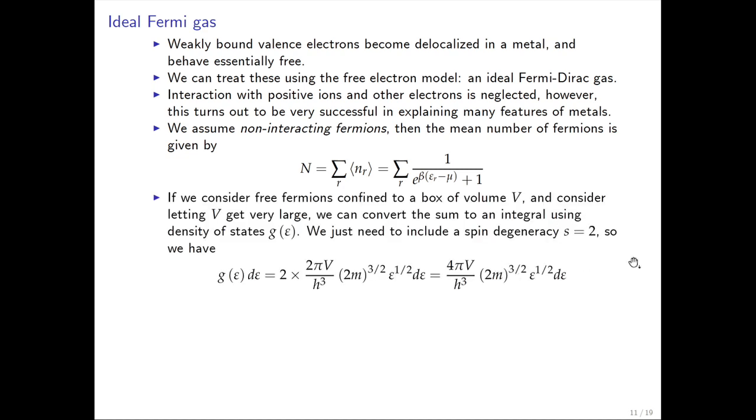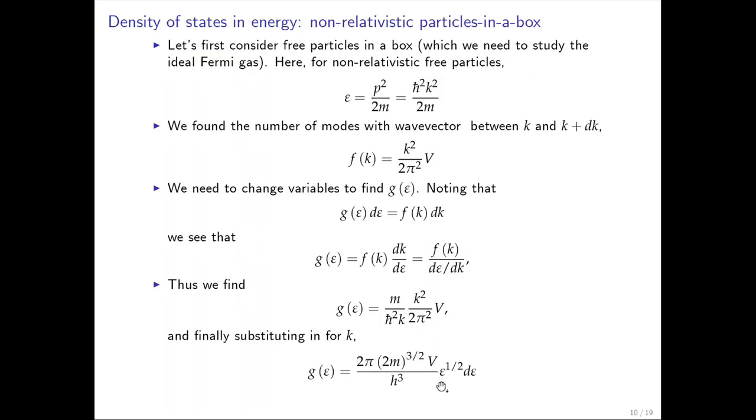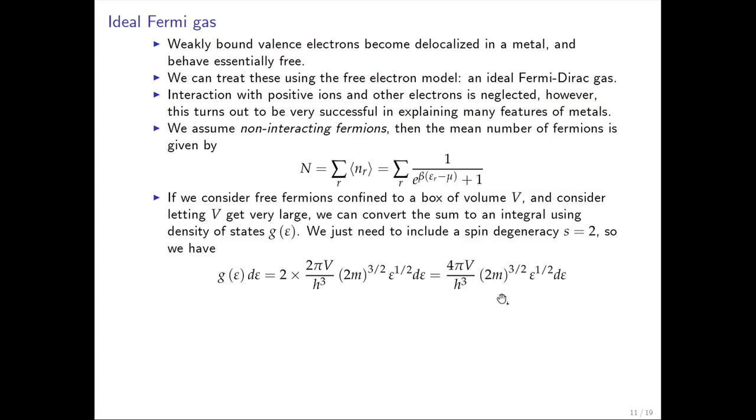So if we consider free fermions, our electrons are free fermions confined to a box of volume V, and we consider the volume getting very, very large, basically we'll be able to convert this sum to an integral. So the volume's getting large, the energy levels, the density of states we worked out, let's go back here, you can see it's getting very, very dense as the volume increases. Instead of using the sum, we'll convert it to an integral, and we'll integrate this over the density of states that we just derived, this g of epsilon.